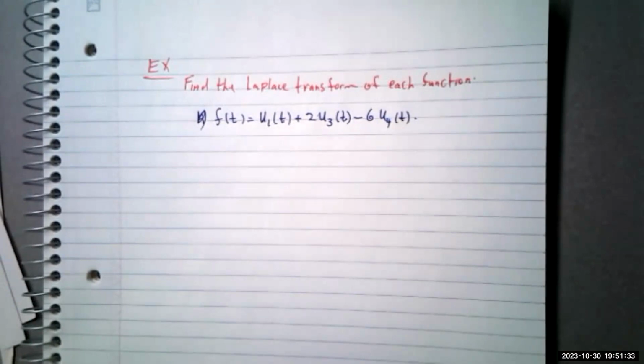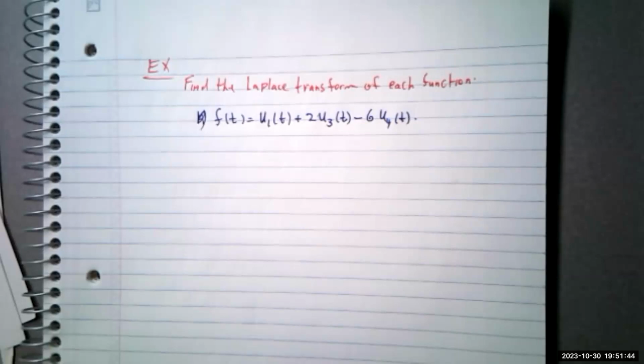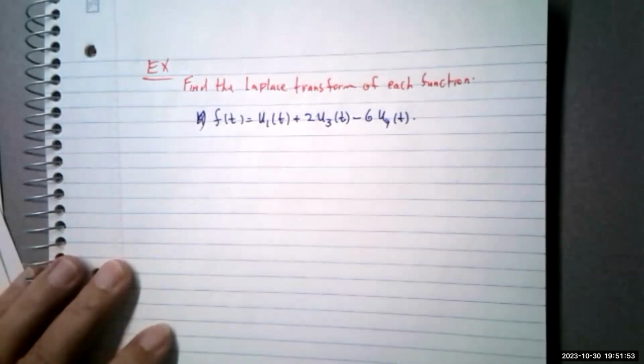Yes, will there ever be a function where it's just u of t and we assume the base is one? No, they have to give you the base. You don't write it in. If it's one, they have to give you u1 of t. Always.